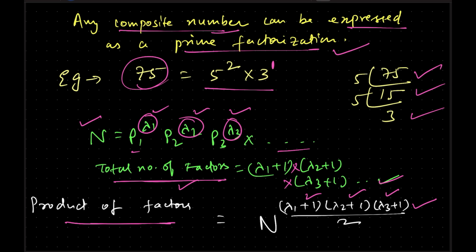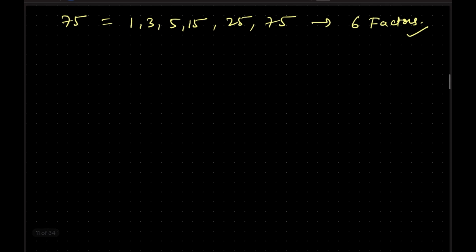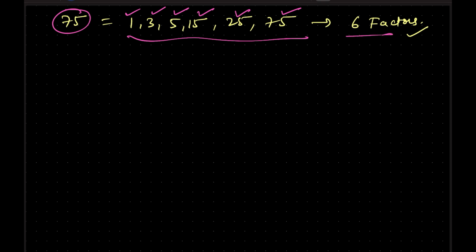Let's see this in a better way. Suppose the number 75. These are the factors of 75: 1 is a factor, 3, then 5, then 15, then 25, then 75. So in total, 6 factors are there.